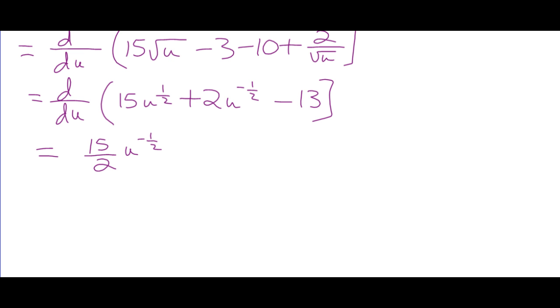Well, 2 times negative a half is negative 1, so negative u to the negative 3 halves, right? Okay, so are we going to write that? No. Right. So we're not going to write the 0. So just say, okay, there you go. That's it, right? If you really feel you need it, you can put like minus 0.